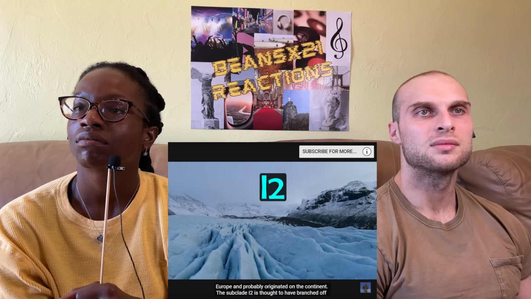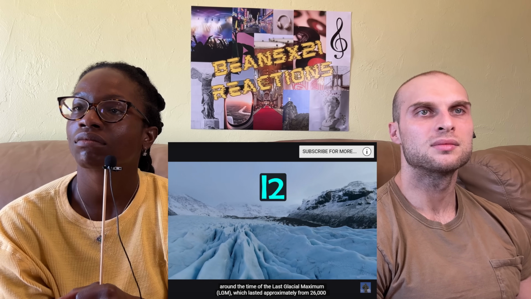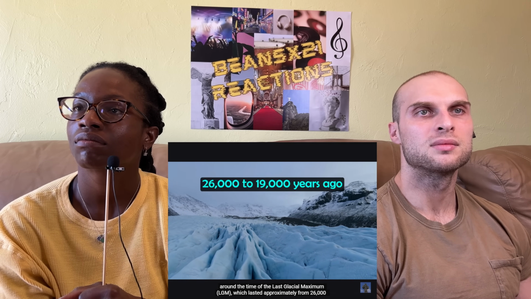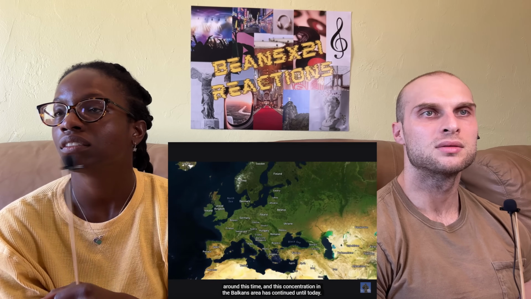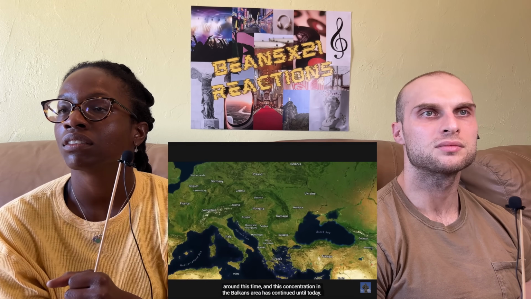The subclade I2 is thought to have branched off around the time of the last glacial maximum, which lasted from around 26,000 to 19,000 years ago. Populations carrying I2a were forced into refugia in southern Europe around this time, and this concentration in the Balkans area has continued until today.